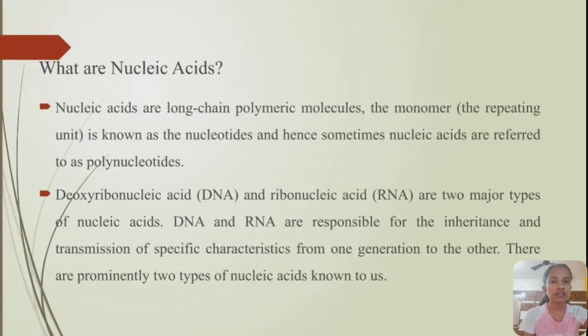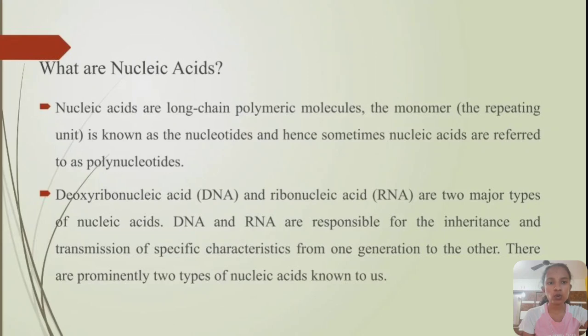What are nucleic acids? Nucleic acids are long-chain polymeric molecules. The monomer, the repeating unit, is known as the nucleotide, and hence nucleic acids are sometimes referred to as polynucleotides. Deoxyribonucleic acid, DNA, and ribonucleic acid, RNA, are two major types of nucleic acid. DNA and RNA are responsible for the inheritance and transmission of specific characteristics from one generation to the other.